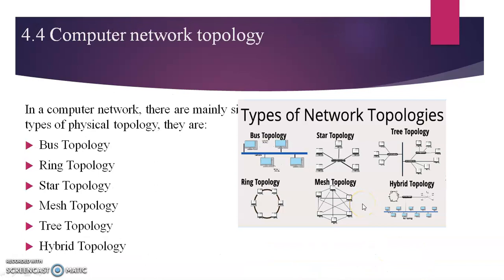4.4 Computer network topology. In a computer network, there are many types of physical topology. They are bus topology, ring topology, star topology, mesh topology, tree topology, and hybrid topology.